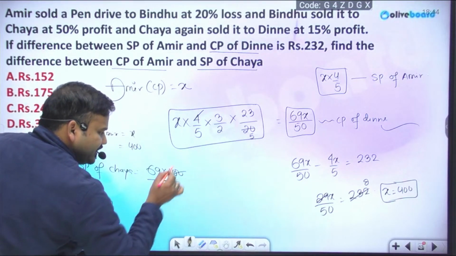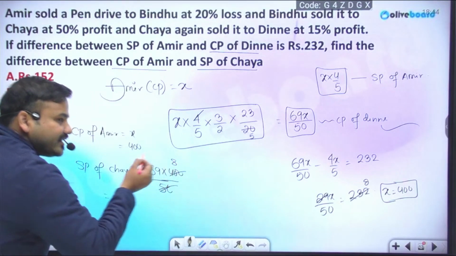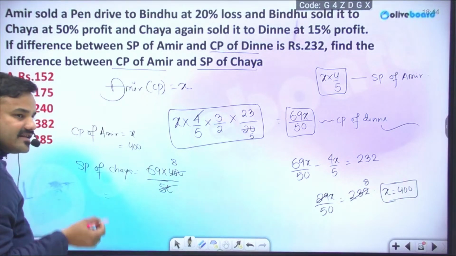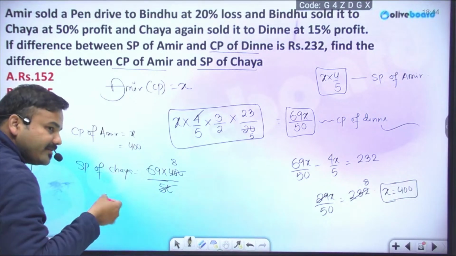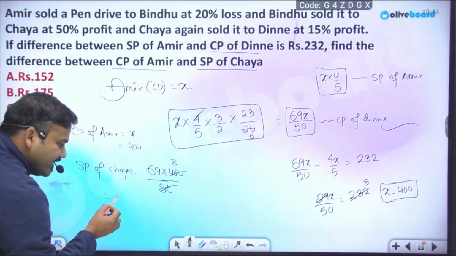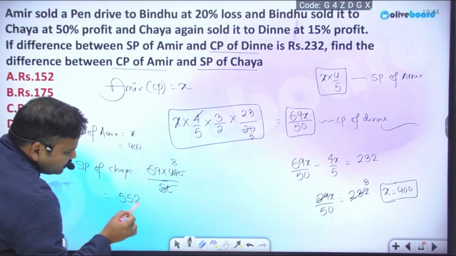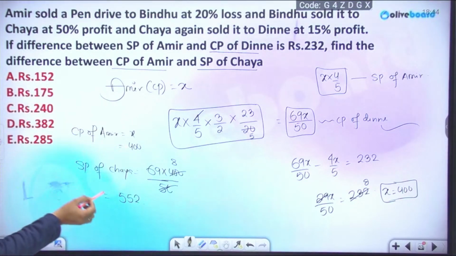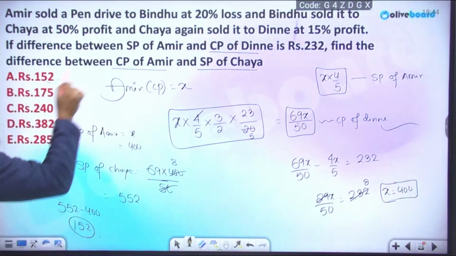This is 8 times. So 8 into 69 is, 8 when written 70 times will be 560. So eliminate 8 from 560. So that is 552. So this is 400 and this is 552. So 552 minus 400 is nothing but 152. This was a calculation glitch.